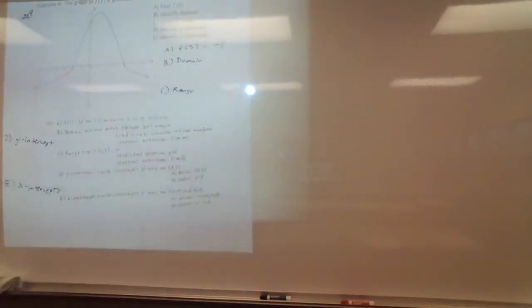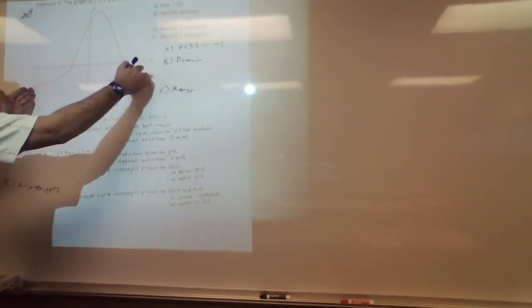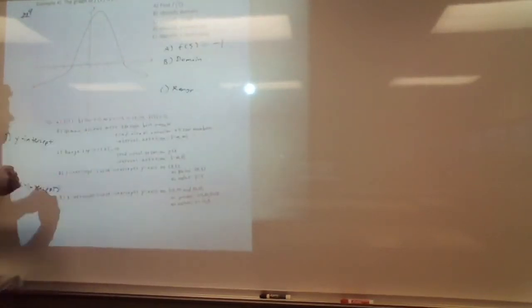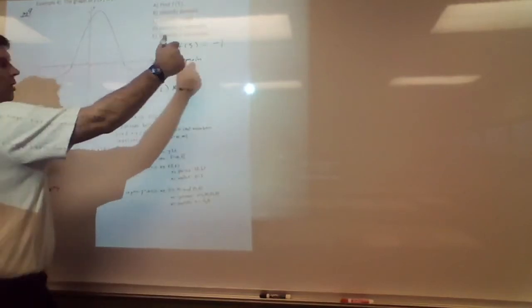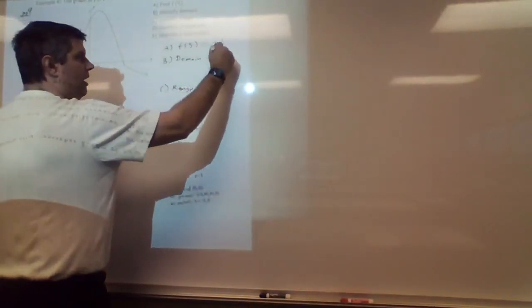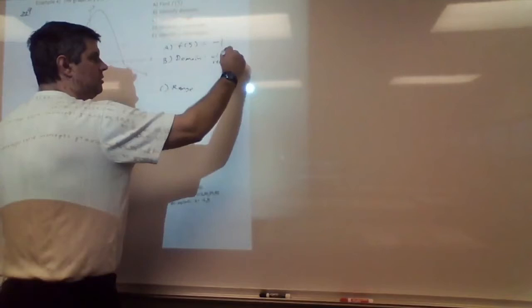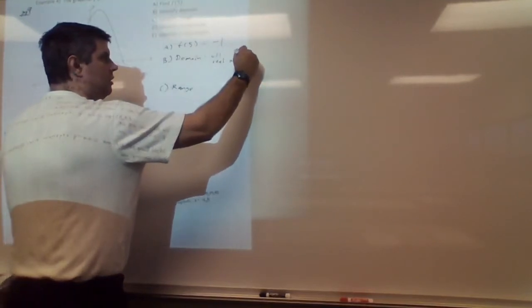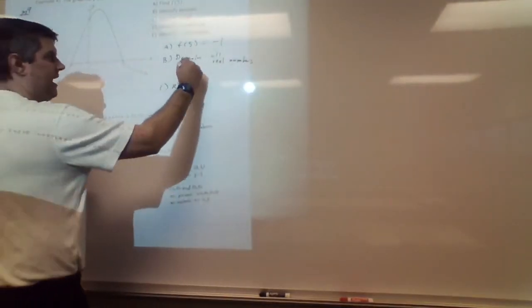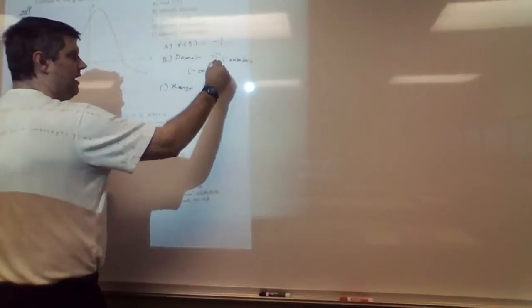The next question asks the domain. Well, these lines go forever both ways. So horizontally, it's all real numbers. In interval notation, that's negative infinity to infinity.